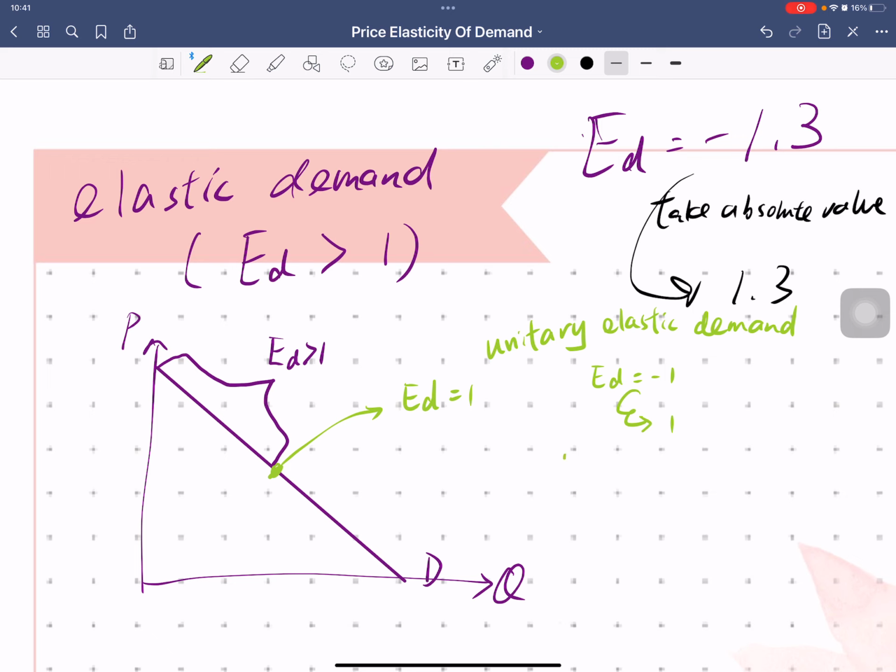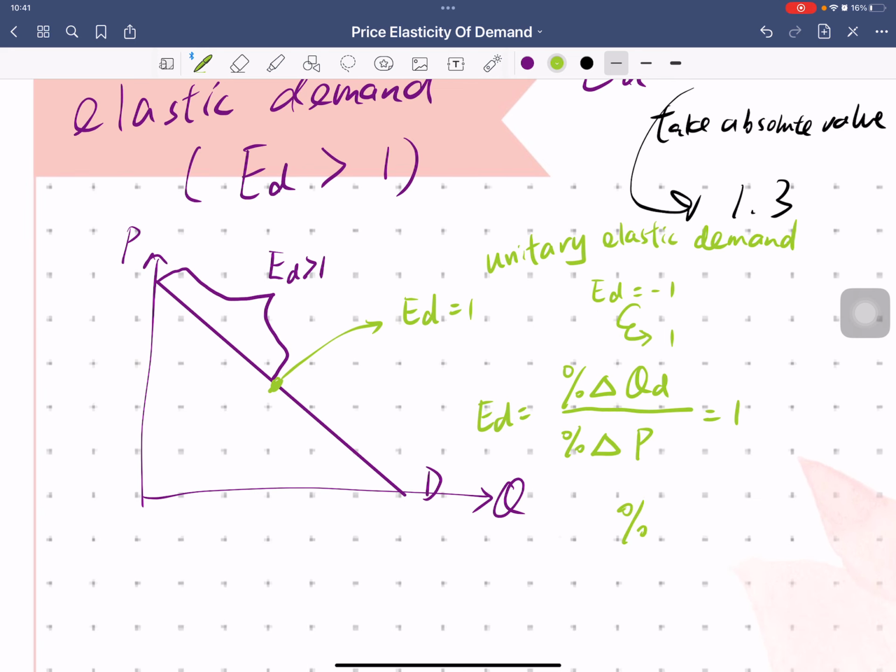Unitary elastic demand means the price elasticity of demand equals 1. It represents that the percentage change in quantity demand over percentage change in price is equal to 1. So in other words, the percentage change in quantity demand equals the percentage change in price. That's the implication of the price elasticity of demand equal to 1, which is the unitary elastic demand.